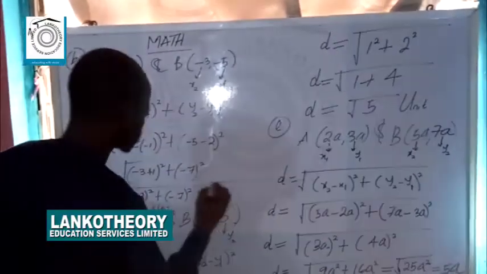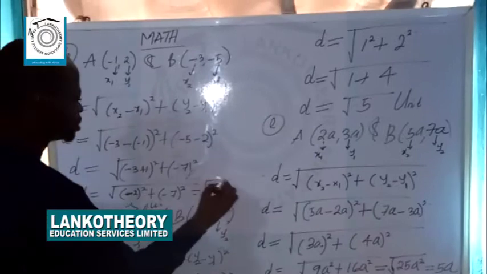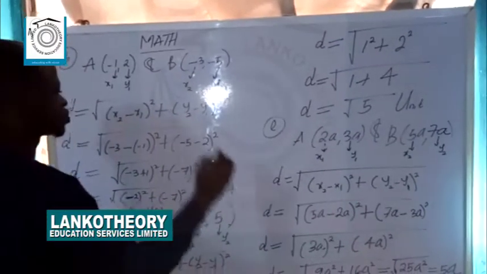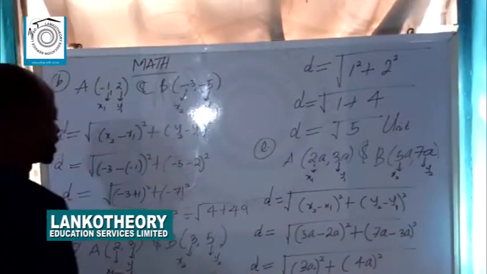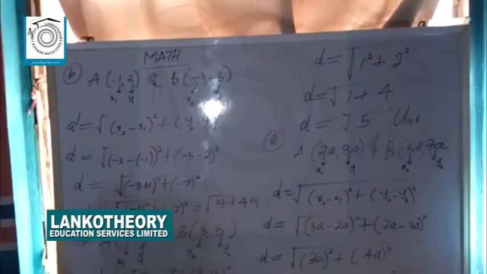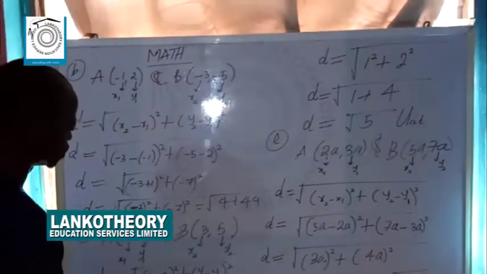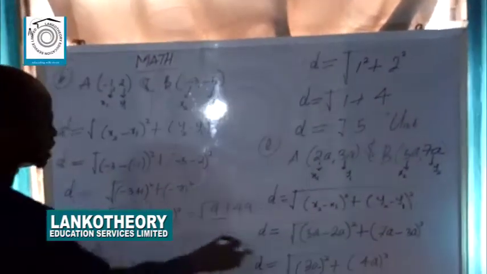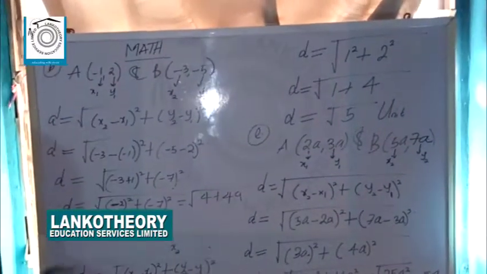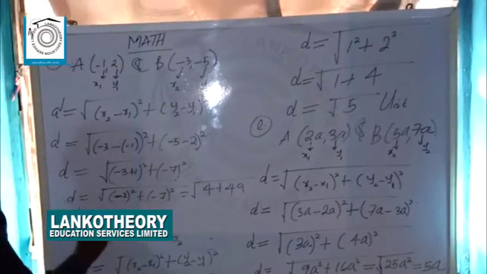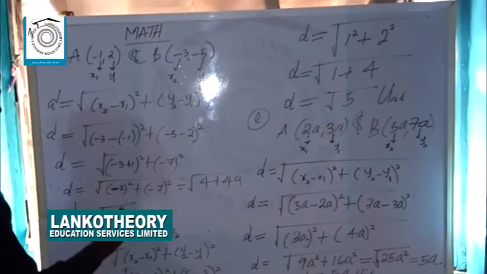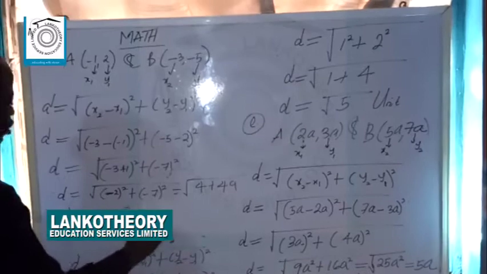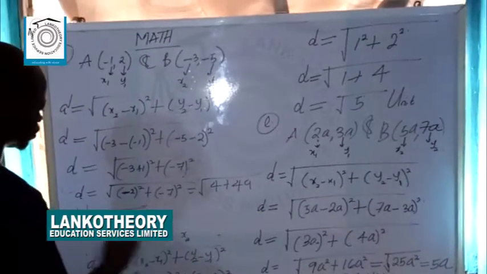So minus 2 square will give you 4, plus minus 7 square will give you 49. That is minus times minus is plus, and 7 times 7 goes to 49. So 4 plus 49, you observe that your answer will be 53. So you can say our distance between these 2 points is equal to the square root of 53, and it is in units. So this is the answer for question B.